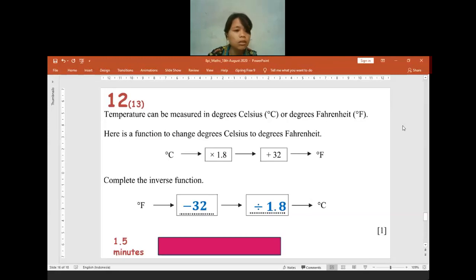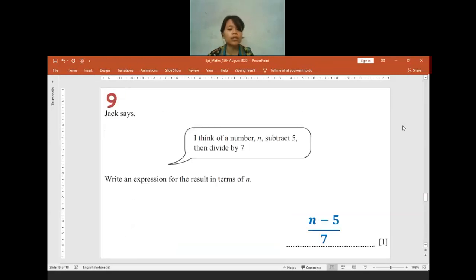I will move to question 9. So this is question 9. I think of a number, subtract 5. So n minus 5. And then we divide it by 7. So we write it as a fraction: n minus 5 all over 7. Or if you do not have enough space and you want to write it in one line, please make sure you put a bracket around n minus 5, like this.